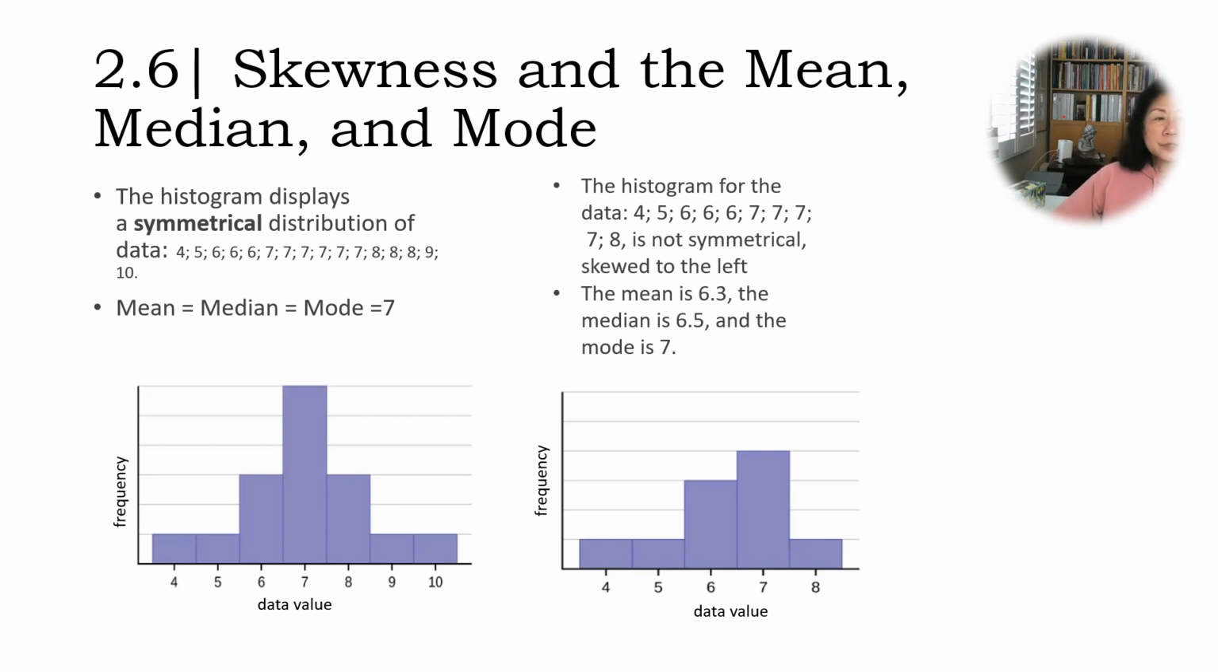So check the first graph. You can see on the left-hand side, it's a histogram that displays a symmetrical distribution of the data. We have data number 4, number 5, only once. Number 6, we have 1, 2, 3, 3 times. That's exactly what our histogram displays here. Then 7, 1, 2, 3, 4, 5, 6 times, and that's exactly 6 times here.